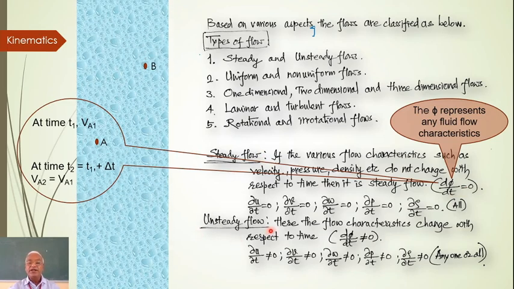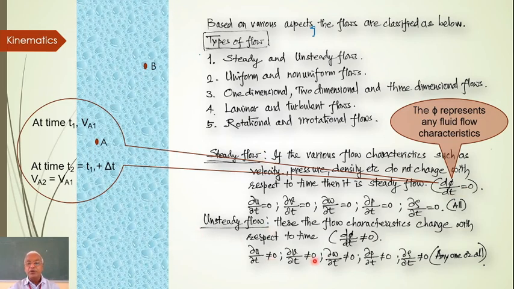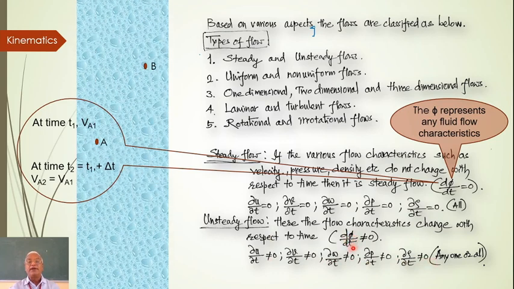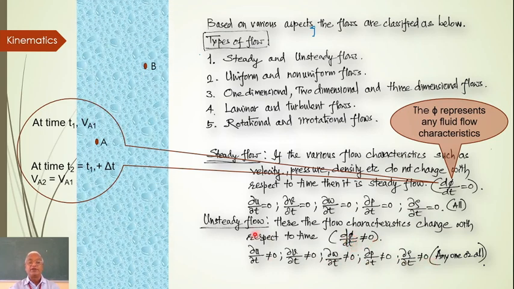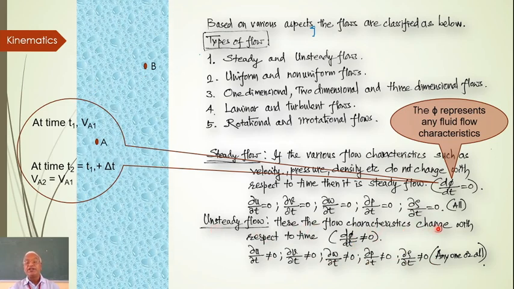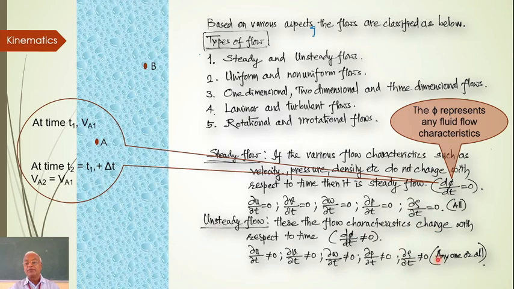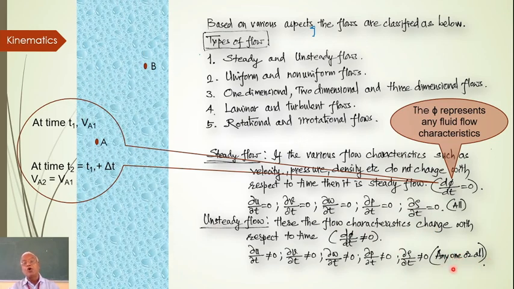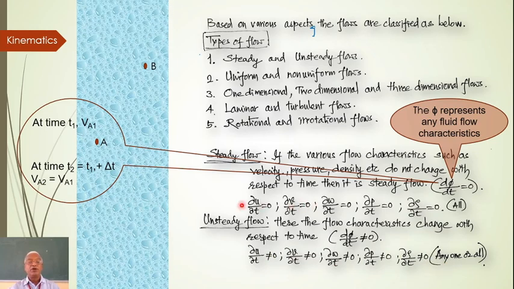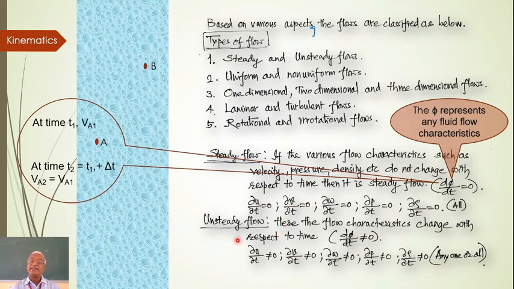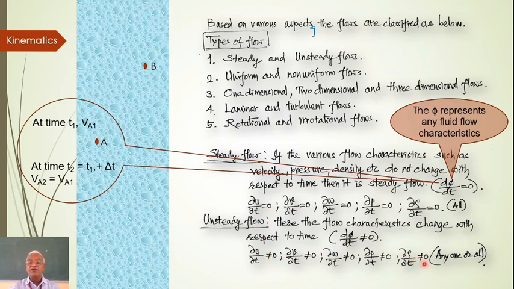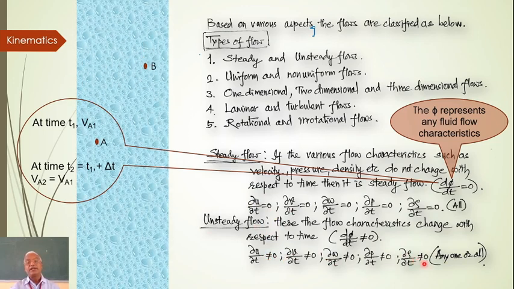Similarly, unsteady flow is the same thing, but d phi by dt is not equal to 0. Here the flow characteristics change with respect to time. So any one or all of them can change. It is not necessary that all of them should change to make the flow unsteady. For the flow to be unsteady, if any one of them is non-zero, that is also fine.